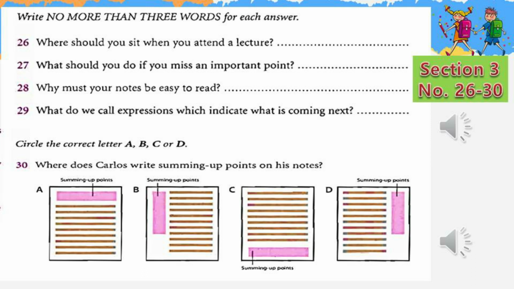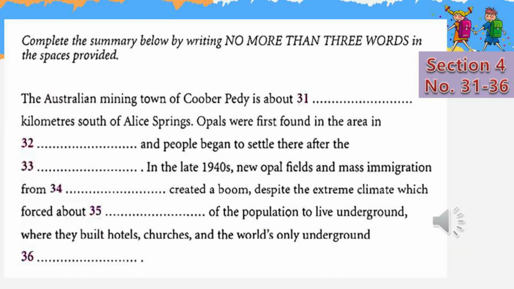That is the end of section 3. Test 1. Listening. Section 4. You will hear part of a lecture about a place called Coober Pedy. Listen carefully and answer questions 31 to 36.